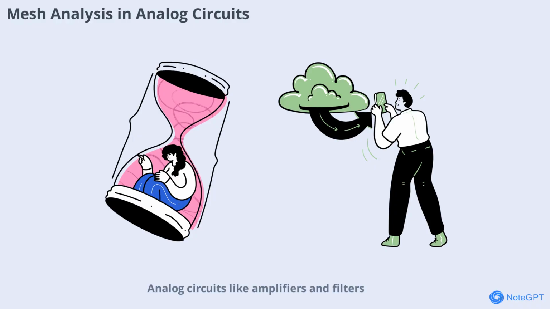Analog circuits like amplifiers and filters often use mesh analysis during the design phase. By calculating mesh currents, engineers can fine-tune component values and achieve the desired performance. Mesh analysis remains a go-to method for analog circuit design.